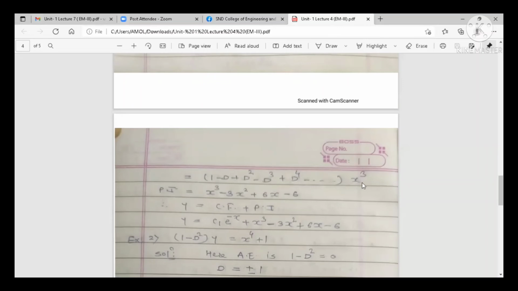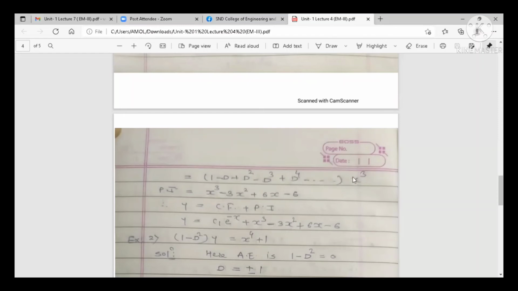And now you solve this bracket term for this x cube. This is x cube into 1, x cube, minus D. D means derivative. Capital D always means d by dx, derivative. D of x cube means the derivative of x cube. The first derivative is 3x square. D square means the second derivative: the first derivative of x cube is 3x square and the next derivative is 6x. So D square of x cube is 6x, with a minus sign. Minus D cube means the third derivative of x cube, which is 6. So you write 6 here.